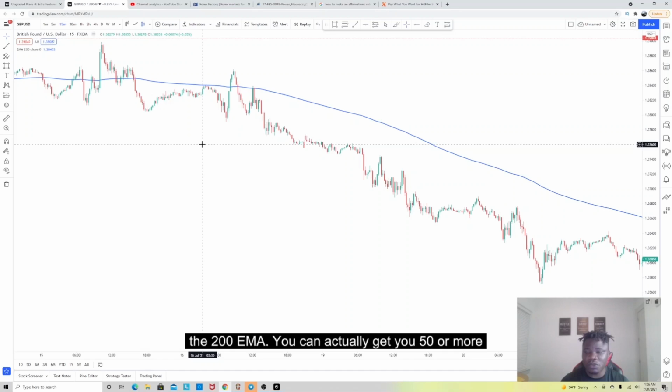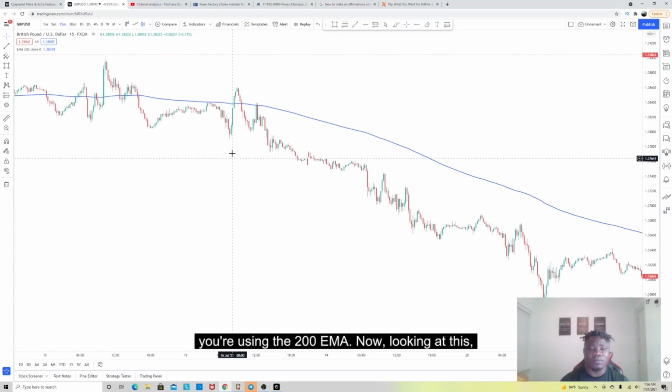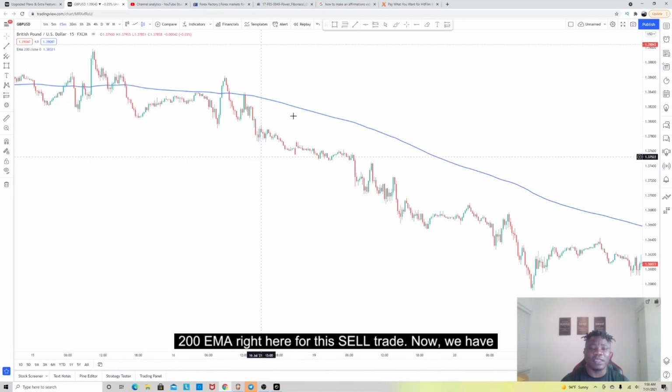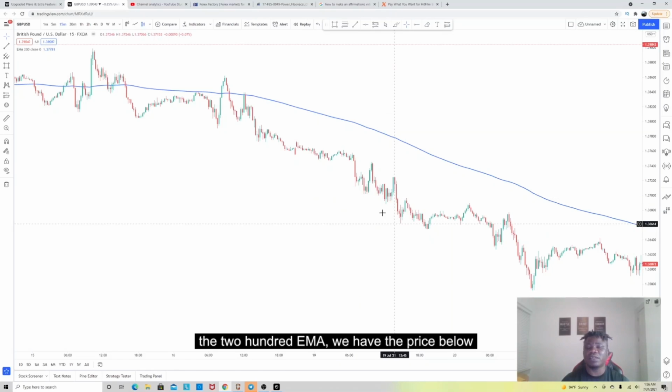If you're using the 200 EMA, you can actually get 50 or more pips when you're scalping. Now, looking at this 200 EMA right here for this sell trade, we have the price below the 200 EMA.